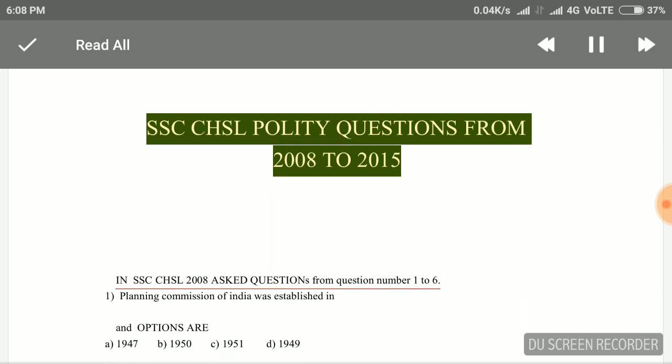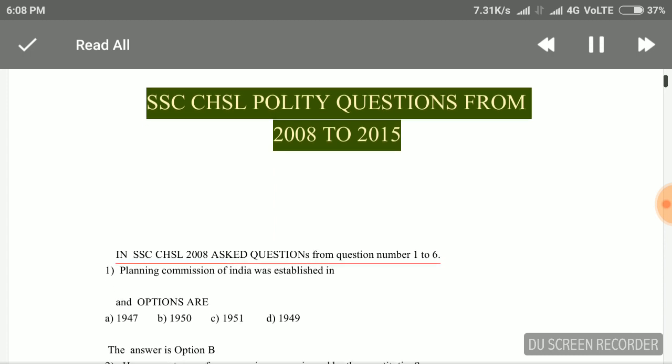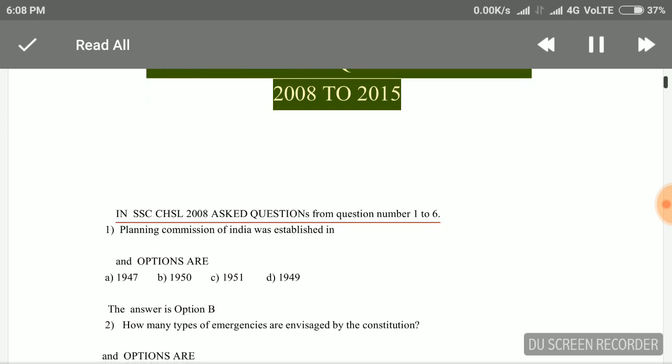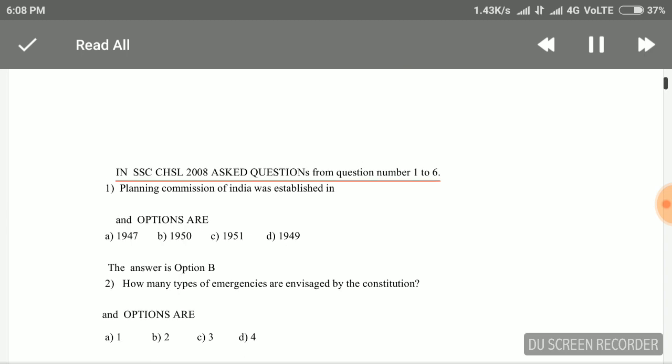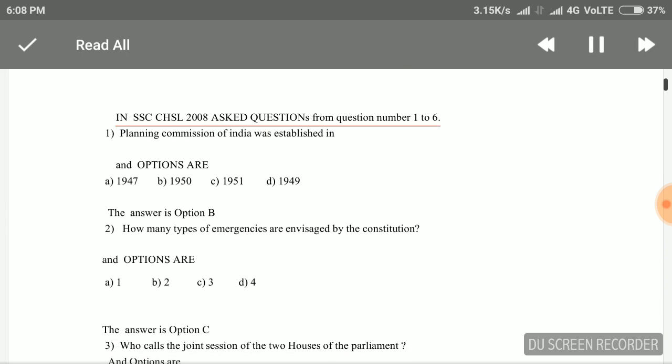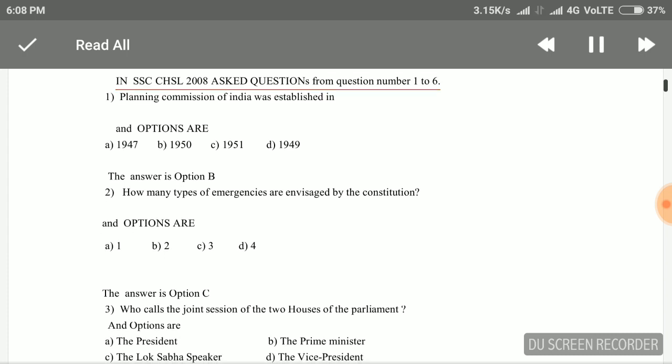1. Planning Commission of India was established in, and options are A. 1947, B. 1950, C. 1951, D. 1949. The answer is option B. 2. How many types of emergencies are envisaged by the Constitution? And options are A. 1, B. 2, C. 3, D. 4. The answer is option C.